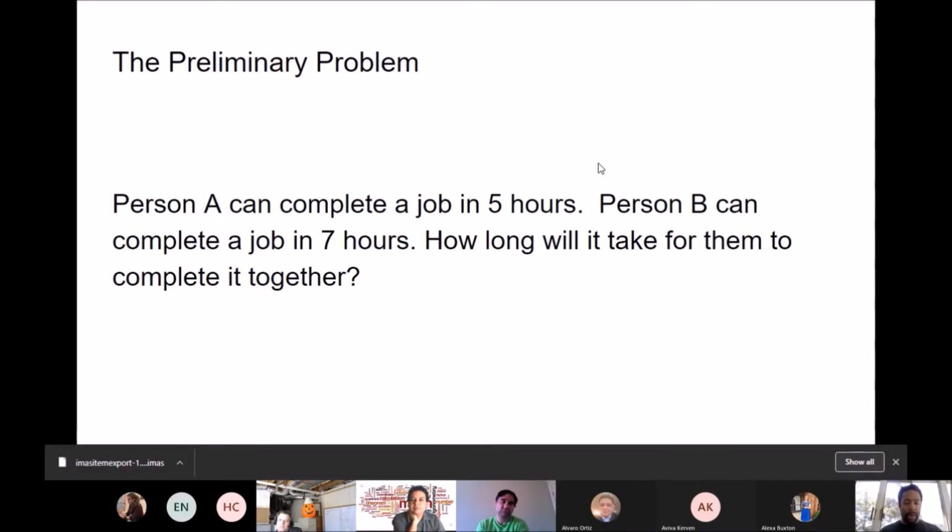You've got person A and person B, who are both working, and they can do a job in a certain amount of time. Person A can do the job in 5 hours, person B can do the job in 7 hours. How long will it take for them to complete it together? All sorts of ways of doing this.